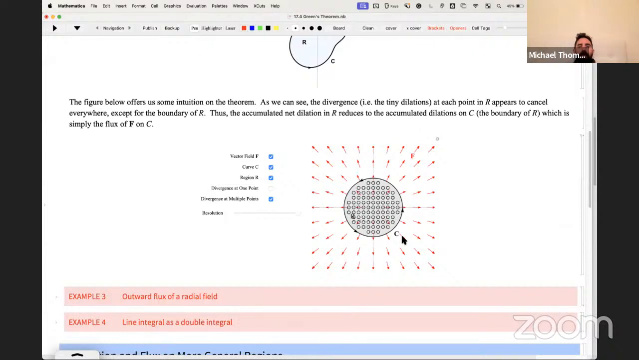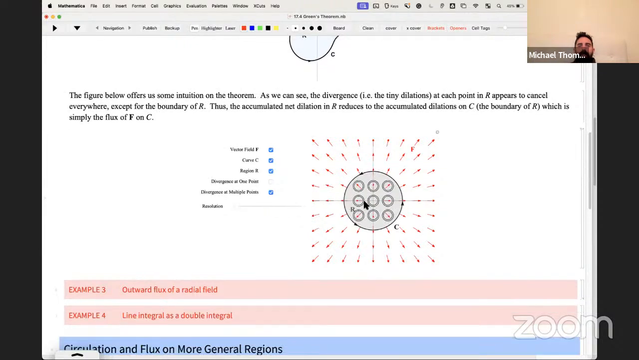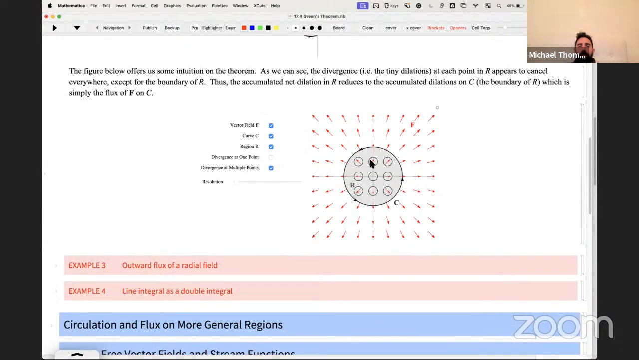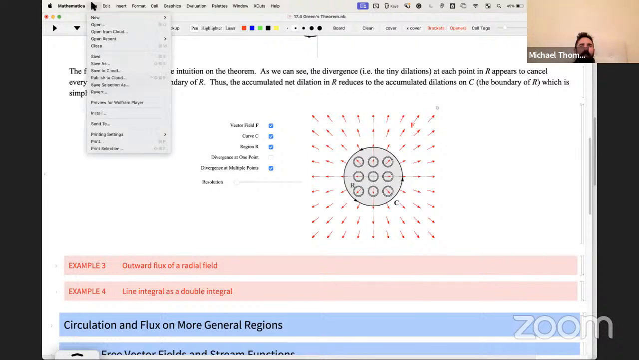Okay, wait, actually, I have a question. Why does it cancel out again? Well, okay. So the way to think of divergence is, you might even think of them as like rectangles, like so. Let me see if I can draw on here.